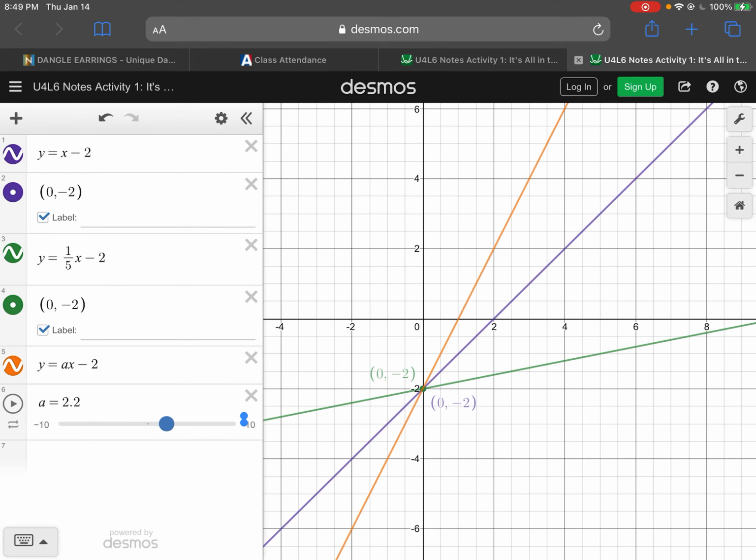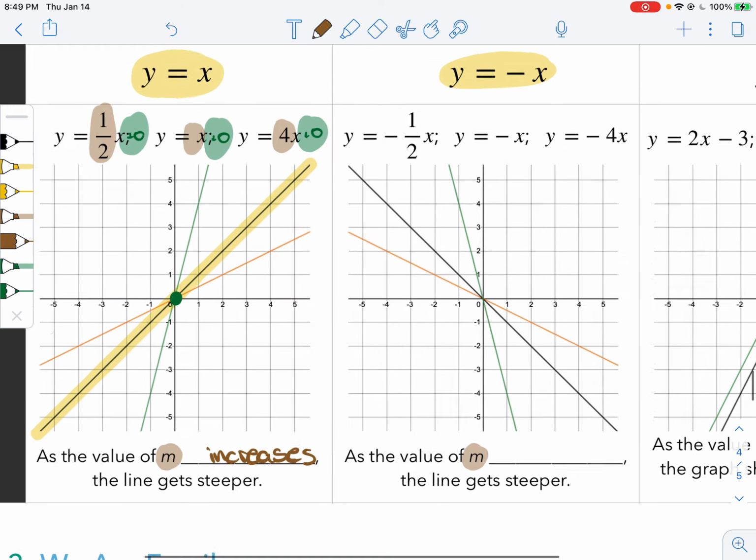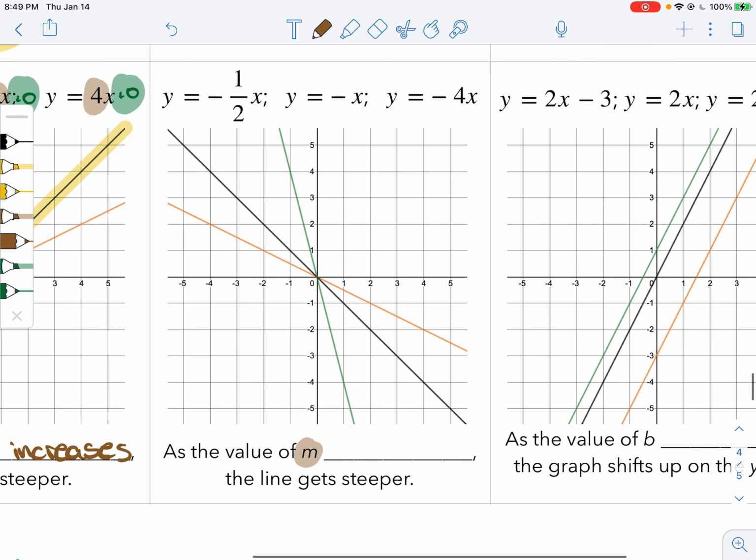And then as it gets negative again, it gets super steep. So if your slope is negative, as the value of m decreases, your line is getting steeper again.